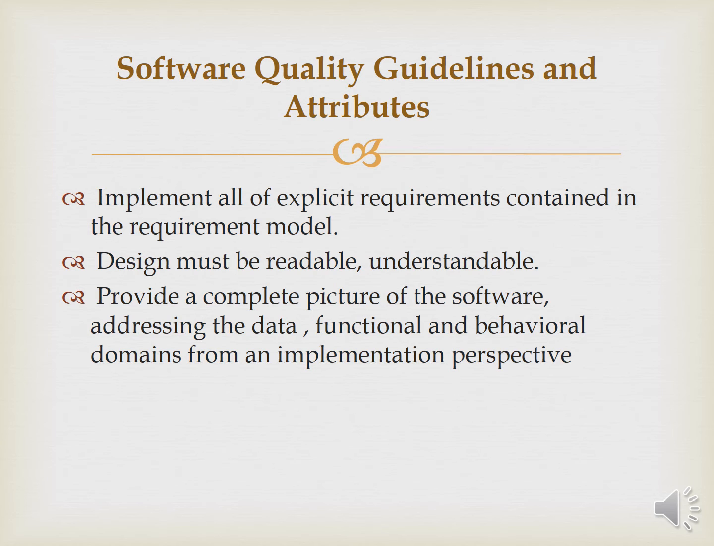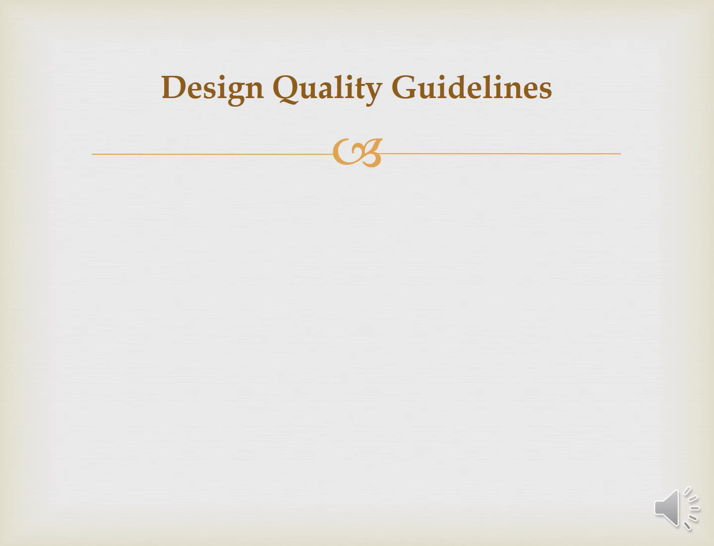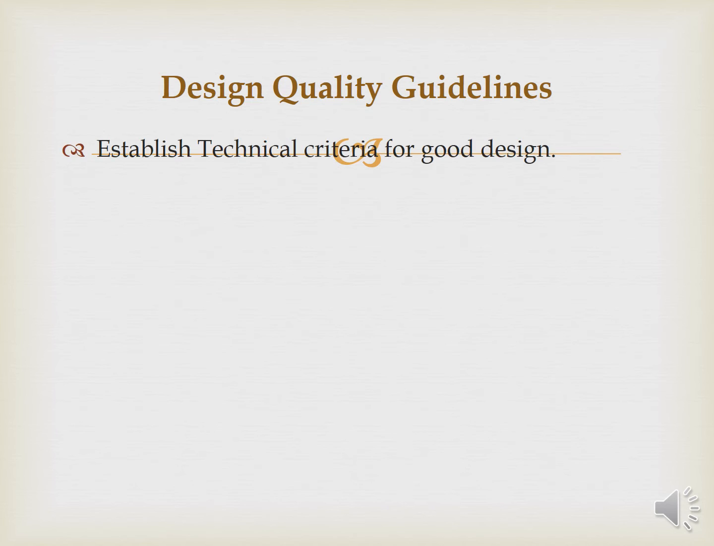The design should provide a complete picture of the software, addressing the data, functional, and behavioral domains from an implementation perspective. Then, the next one is the design quality guidelines. In order to evaluate the quality of a design representation, you and other members of the software team must establish technical criteria for good design.